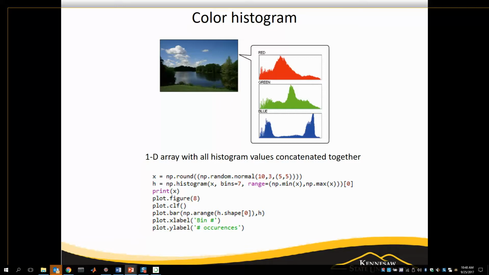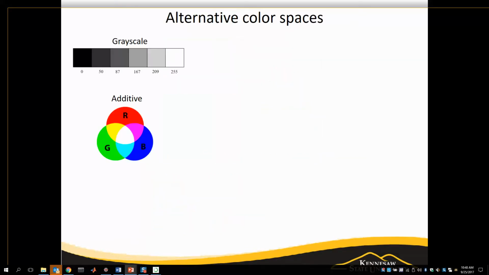You probably could get even better results than what I did if you were to break it into cells and get localized color histograms. That would probably be even more powerful. Okay? Now, the last thing I want to talk about are color spaces. I've got 2 minutes here.